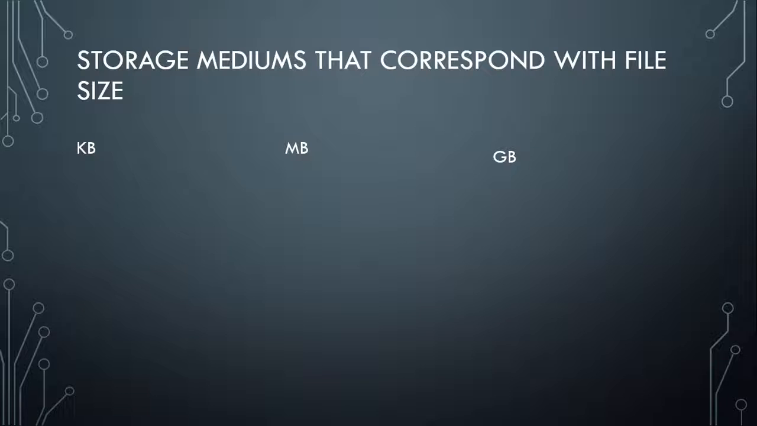But let's talk about some storage mediums that correspond with those different file sizes for kilobyte, megabyte, and gigabyte. Some of these are obviously deprecated; they are not used anymore. For example, kilobytes were the main big storage medium once, whereas nowadays we deal with gigabytes and terabytes. In kilobytes, you had 5¼ inch floppies, which were about 360 kilobytes of data, which, as you can tell, is not much by today's standards.